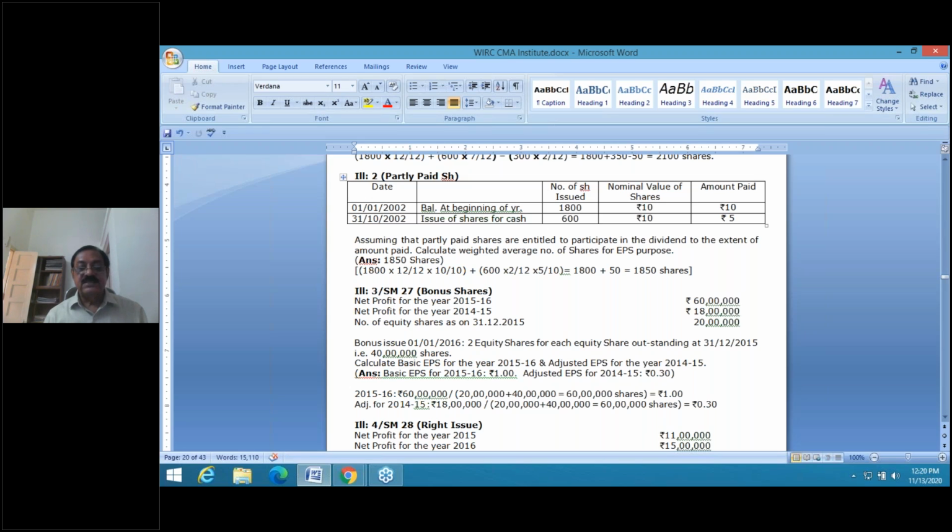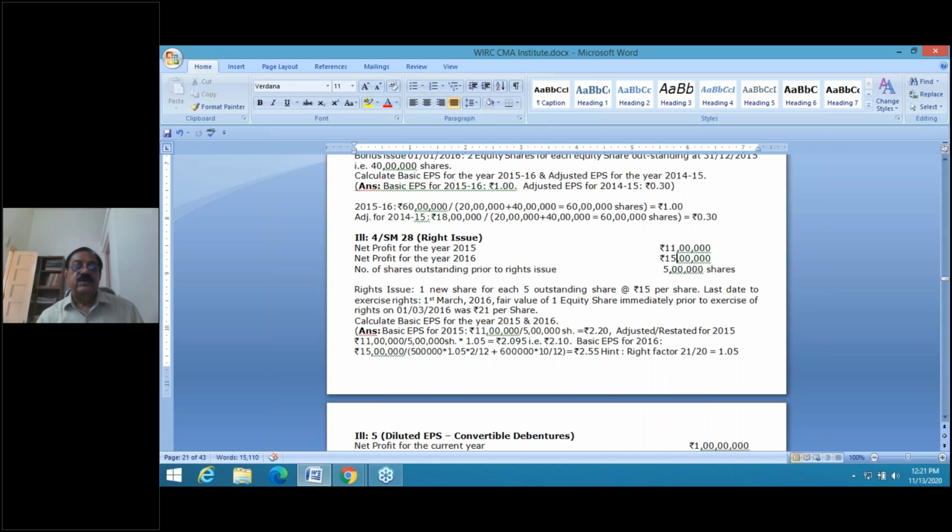You will have to adjust last year's EPS also, because against the current year you show last year's EPS, so it is to be revised, adjusted, it is called restated. Last year profit was 18 lakhs. Original shares were 20 lakhs last year. So last year's original basic EPS must be 90 paisa. But now you have to revise it so it becomes comparable. So it is 18 lakhs divided by 20 lakhs plus 40 lakhs bonus, 60 lakhs. So it comes to 0.30. Okay, so the explanation is given by me in the next.